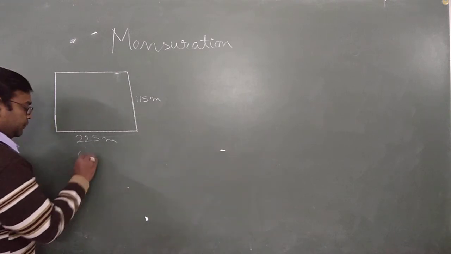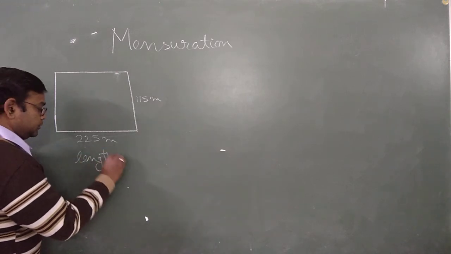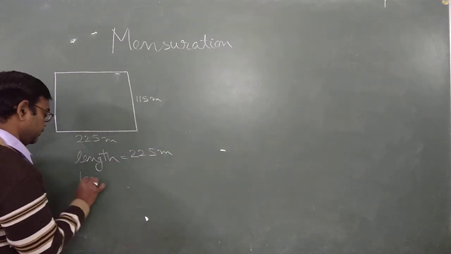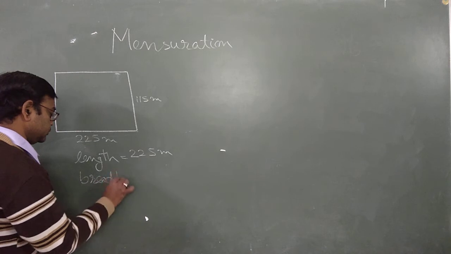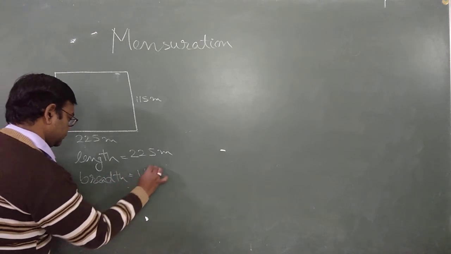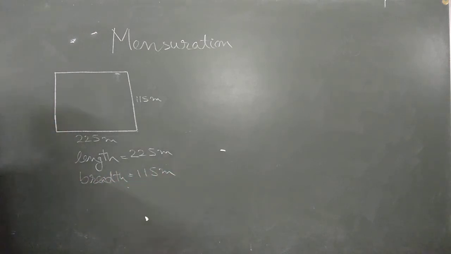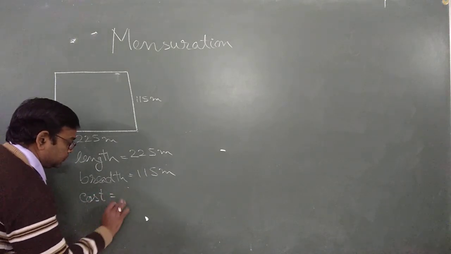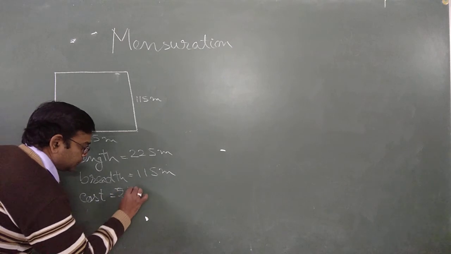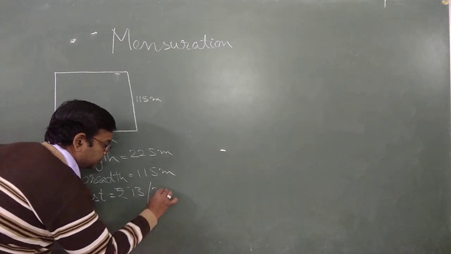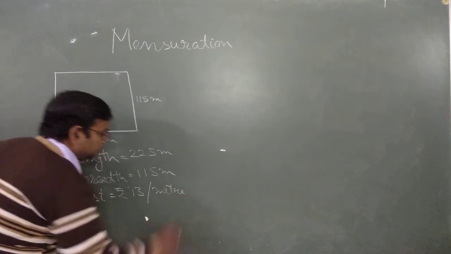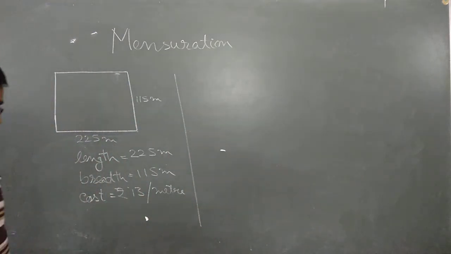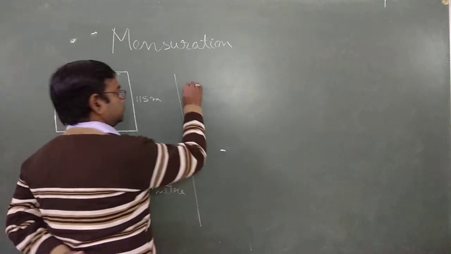Here we have length given to us, breadth given to us. Cost is also given, rupees 13 per meter. The question says find the cost. So first we have to find out the perimeter, then find the cost.